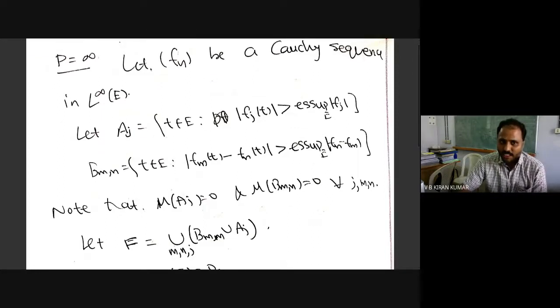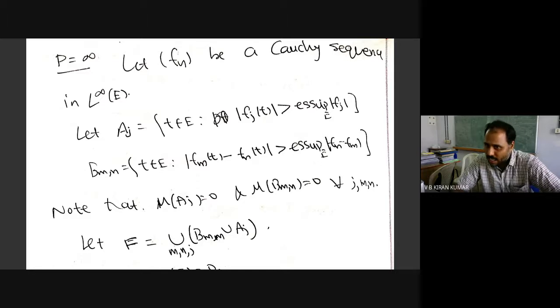Let Fn be a Cauchy sequence in L infinity. Now what is AJ? Fix a j. Take the set of all t belonging to E such that mod fj of t is greater than the essential supremum of mod fj. You know that such t's may arise, but the collection of all such t will have measure 0, right?